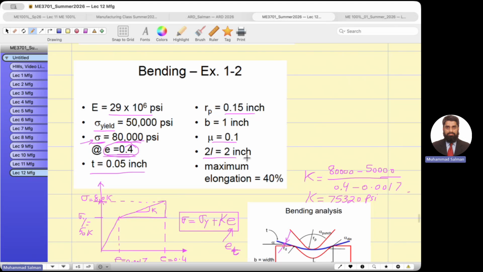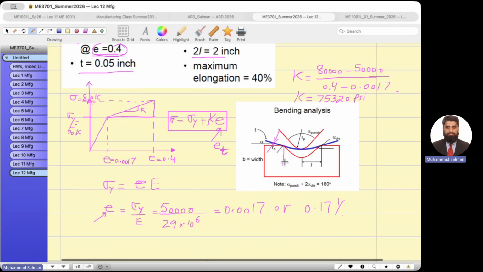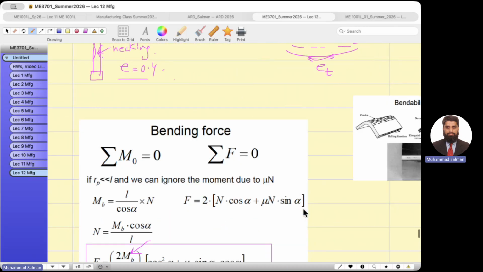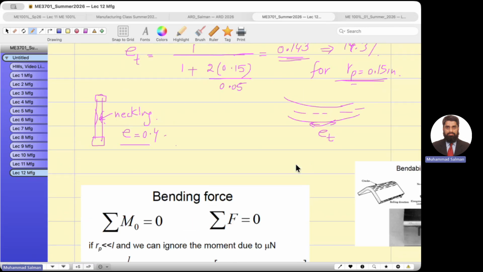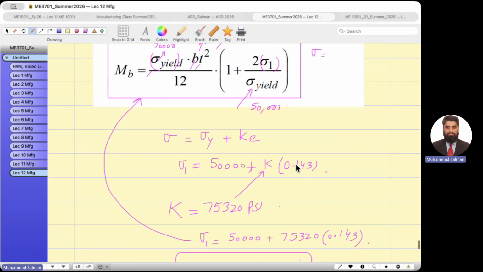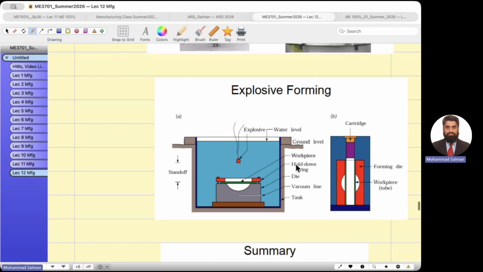Usually we are given 2L. 2L is the total length of the die, from this corner to this corner, where the sheet metal is expanded. That is 2L given. So you have to divide it by 2 to find L, which goes over here. Okay, you understood? And what is alpha? This is for the maximum. So alpha you can find for the maximum angle. There is a formula. I think I explained it a little earlier.